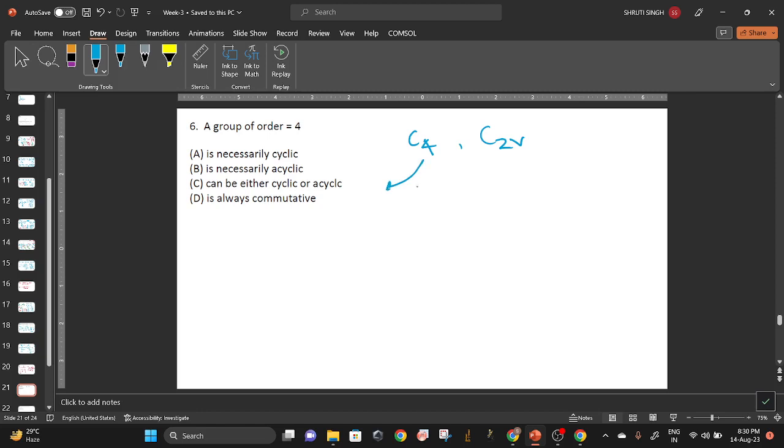Now what elements are there in C4? E, C4 1, C4 2, and C4 3. That's all, right? So this is x, this is x square, x cube, and this is x to the power 4, C4 4. So this is an example of a cyclic one.